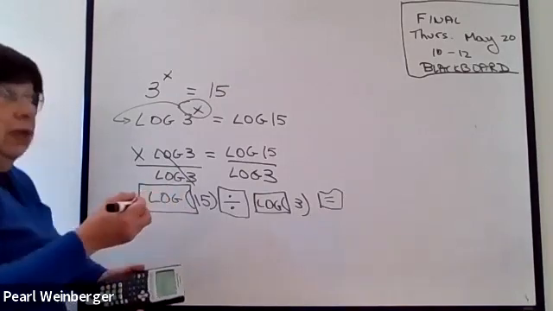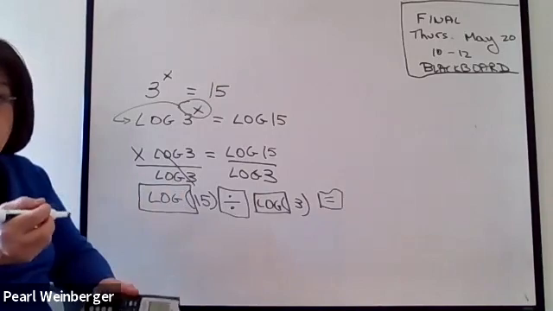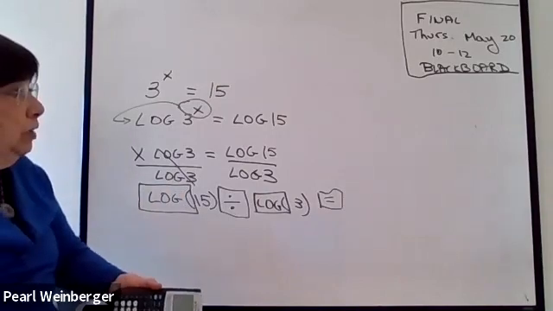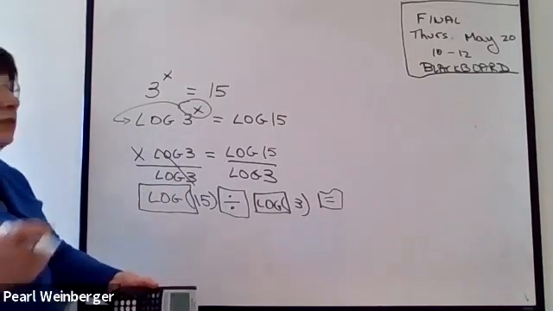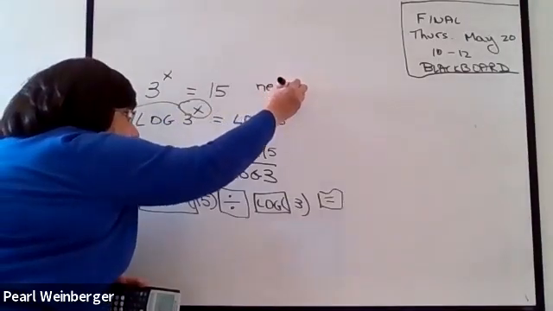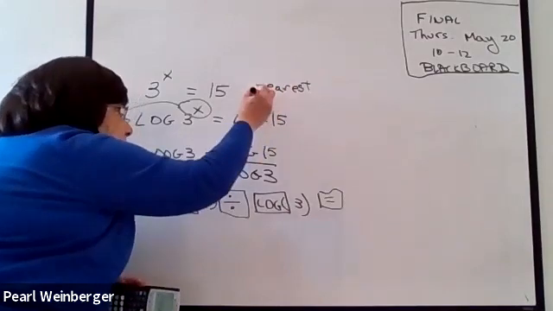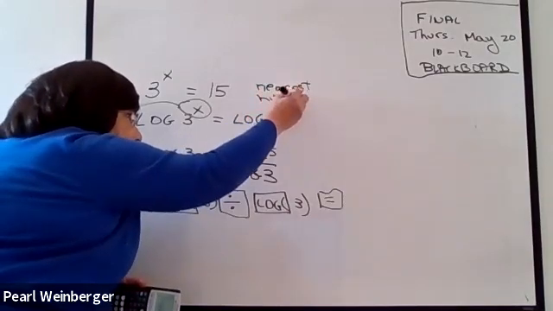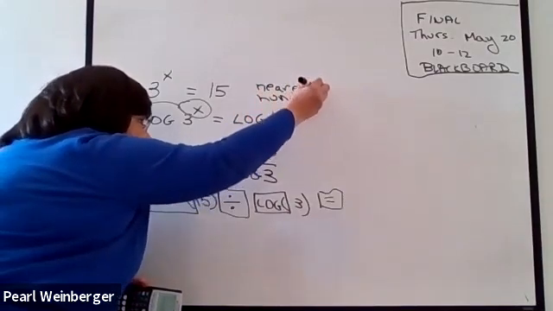And of course, you're going to get a long decimal. Now, most of the time, they'll tell you what they want the answer to be. Let's say they want the answer to the nearest hundredth. They will tell you. It could be the nearest hundredth, it could be the nearest tenth, it could be the nearest thousandth.